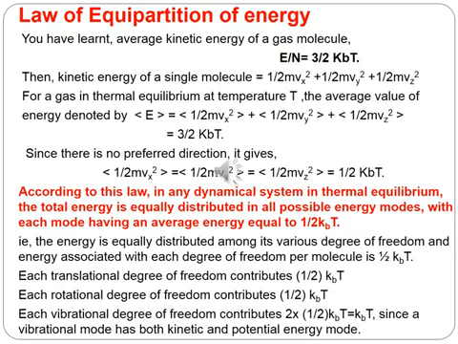Then each translational degree of freedom contributes 1 by 2 kBT. Similarly, each rotational degree of freedom also contributes 1 by 2 kBT, but each vibrational degree of freedom contributes 2 into 1 by 2 kBT, which is equal to kBT. Why? Because a vibrational mode has both kinetic and potential energy modes.